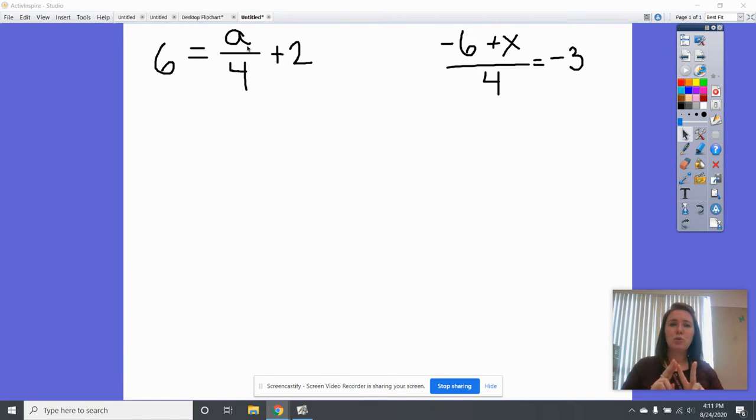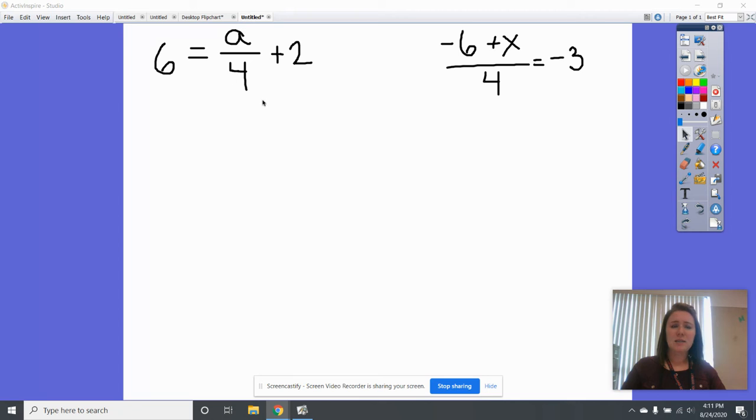Now, there are two numbers that are close to or on the same side of the equal sign as the A. In this case, that's a 4 and a 2. We have to get rid of both of those numbers in order to get A by itself. That's our end goal. Well, we have to decide which one do we get rid of first. Yes, it is important, the order that we choose to go in.